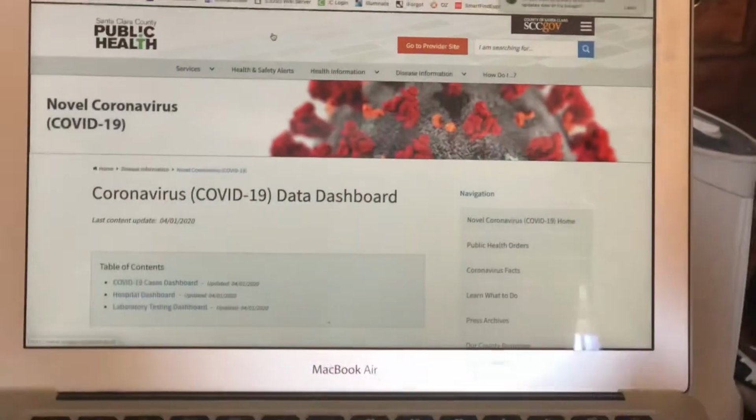This time we're going to start to look at more local stuff, because this is really important. This is where we live. So we're going to be looking at Santa Clara County data. I'd like to invite you to come take a look here. First of all, this comes from Santa Clara County Public Health.